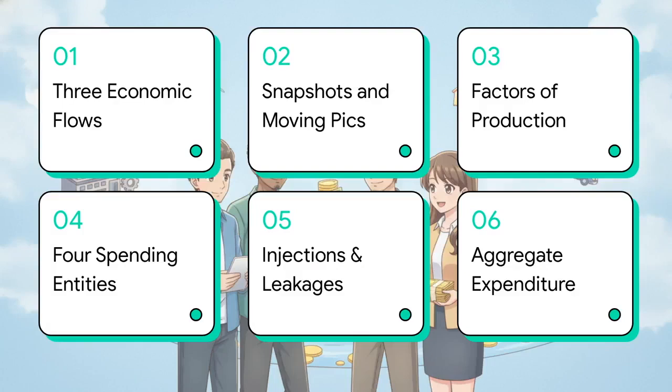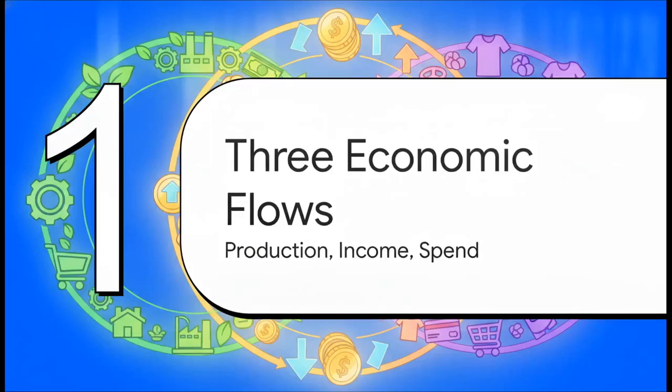First, the 3 economic flows. Then, snapshots and moving pictures. Third, the factors of production, followed by the 4 spending entities, injections versus leakages, and finally, the aggregate expenditure equation. Let's dive right in. Part 1.